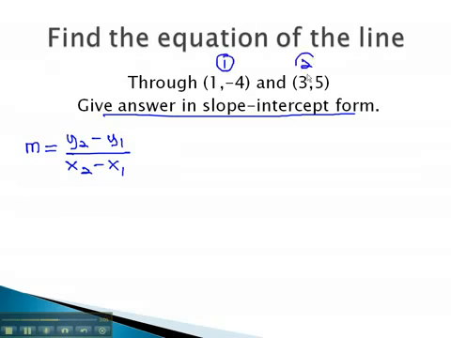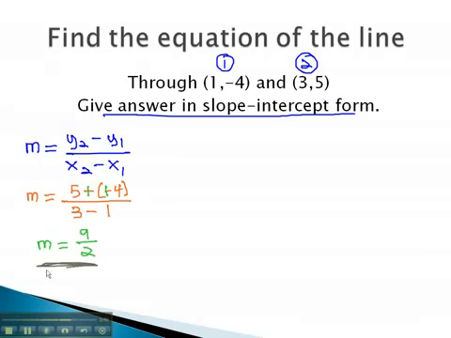Using our first and second points, we can plug that information into the formula. y2 is 5, minus y1 is -4, over x2 is 3, minus x1 is 1. By subtracting, we can find our slope. Minus a negative is the same as adding, so we have 9 over 2. The slope of our equation is 9/2.